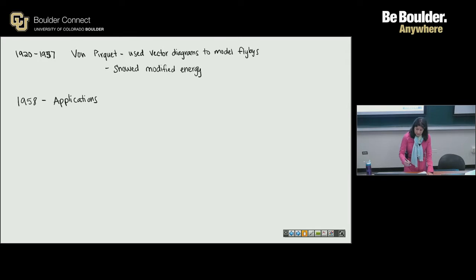So the basic idea of a flyby is to alter the spacecraft's energy with respect to the sun. So we're also essentially getting what we'll call free energy.